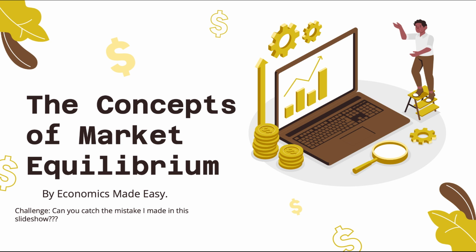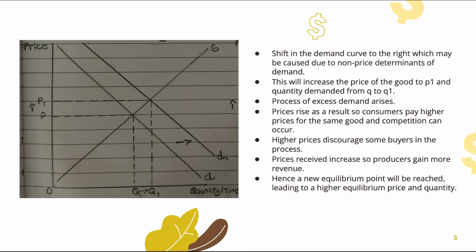And I want to get back to this first slide, where I've put a challenge as well: can you catch the mistake I made in the slideshow? Now the mistake that I've made is my x-axis. As you can see, it should be price, and now because I am dealing with shifts, it should actually be quantity. You guessed it, quantity demanded. So it can be quantity or quantity demanded, but it should not be quantity over time. So that was a little challenge there. If you got that, really good.